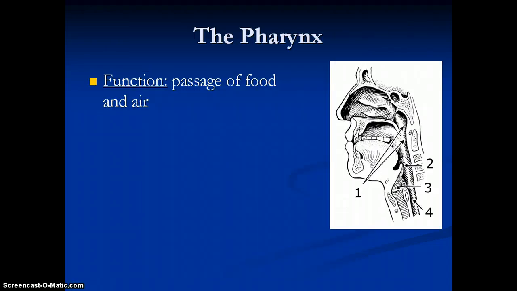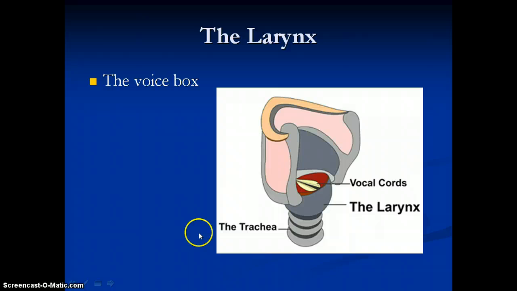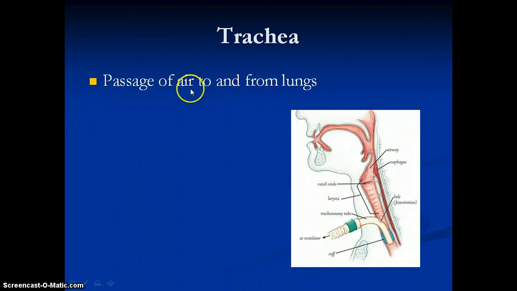The pharynx's function is a passage of food and air. And here's a little picture of the pharynx. The larynx is simply the vocal box, or the voice box. The trachea is a passage of air to and from the lungs.